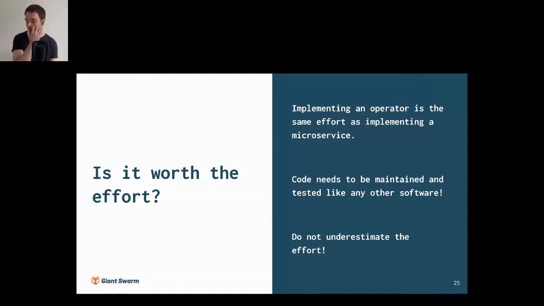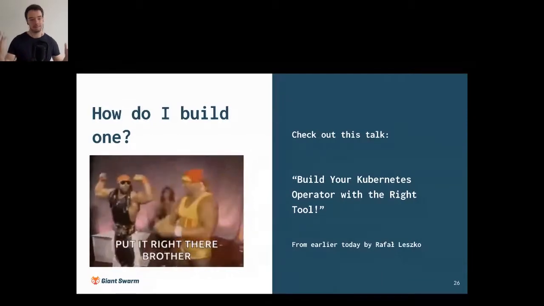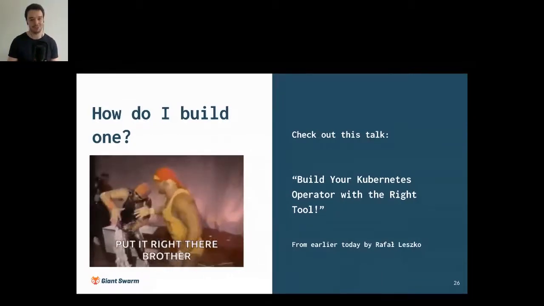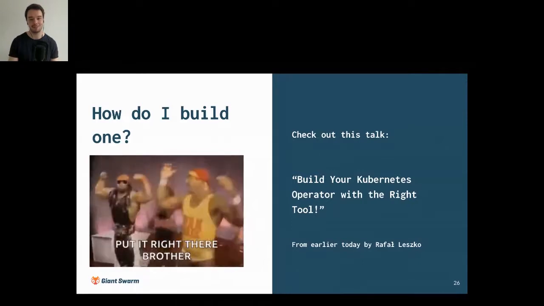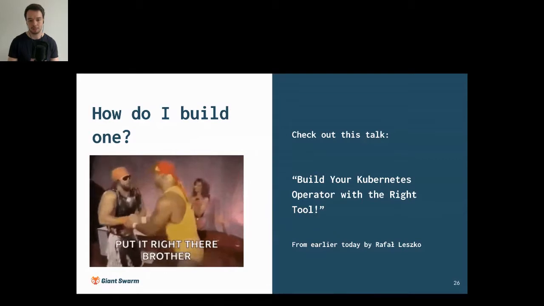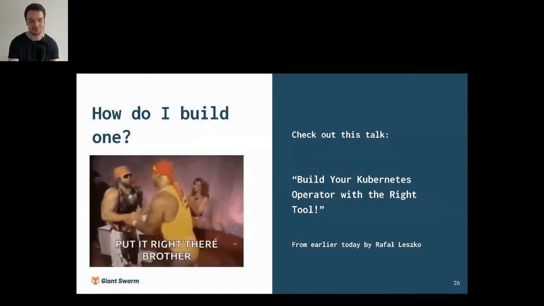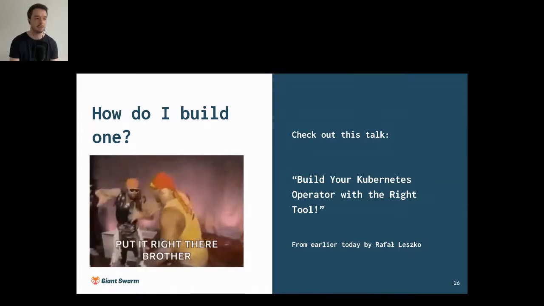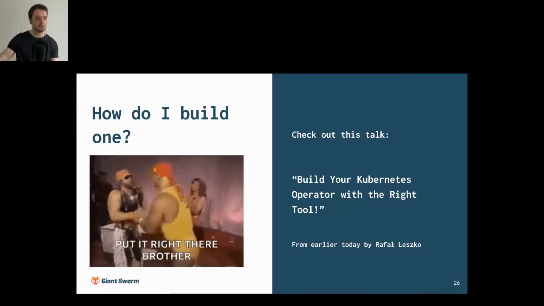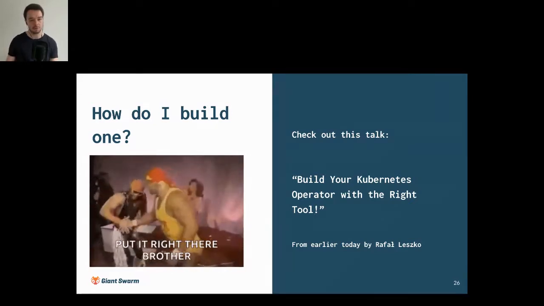Then finally, all these check marks you have passed, so you really need an operator, you know the effort and you want to go there. Then how do you build one? And thankfully, this morning, the first talk was already about building your Kubernetes operator with the right tool by, I can't pronounce the name, Rafael. I hope I didn't mispronounce your name. But he did a great talk earlier this morning. So I would just defer you to there. If you really want to get into implementing the operator, this is the way to go.